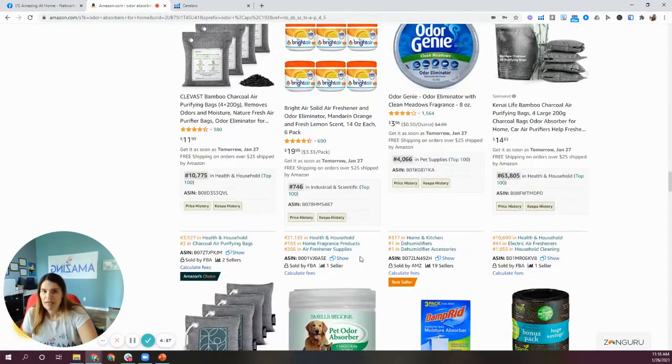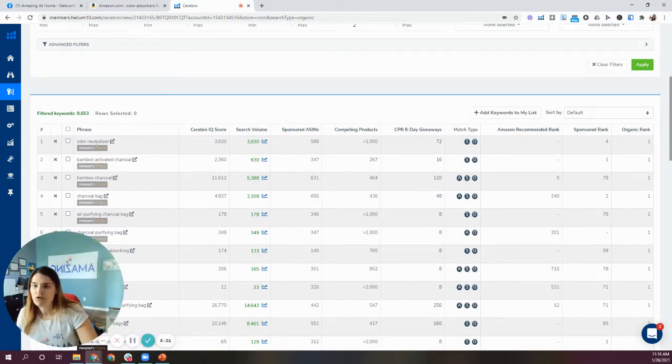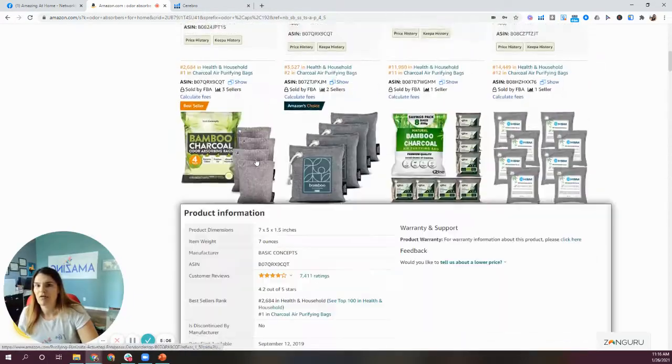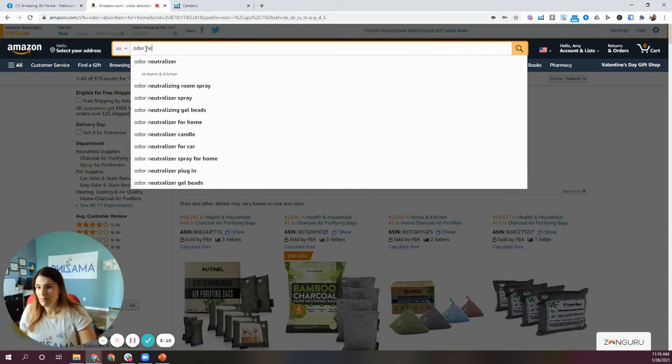So, all right, we're getting there. We're getting there. So if we go back and we look at some of these other ones, odor neutralizer, let's look for that. Odor neutralizer. There's a lot of searches for that. Let's look for a medium. Odor neutralizing room spray, gel beads, odor neutralizer for home. Let's look for that.